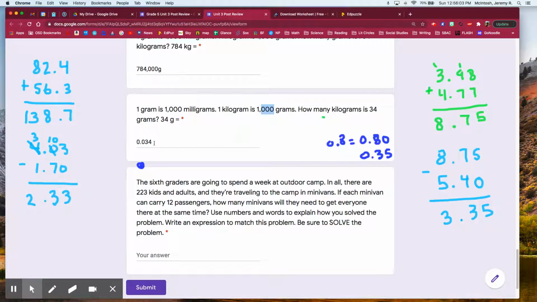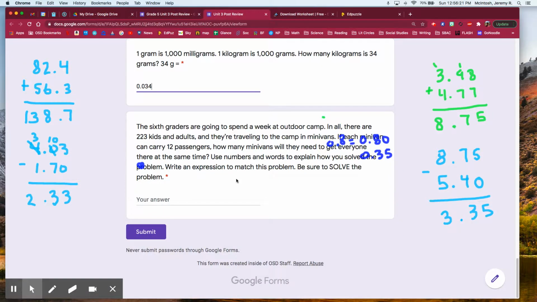We have 3 zeros. We're going to go 1, 2, 3. So the answer is 34 thousandths. There are 34 thousandths of a gram. No, excuse me, 34 thousandths of a kilogram in 1 gram. It's super small. Okay, last one.